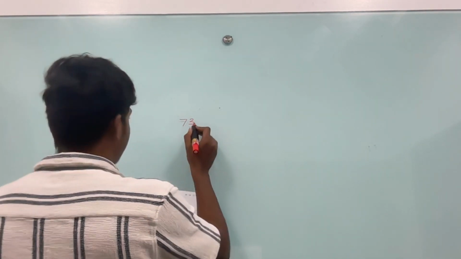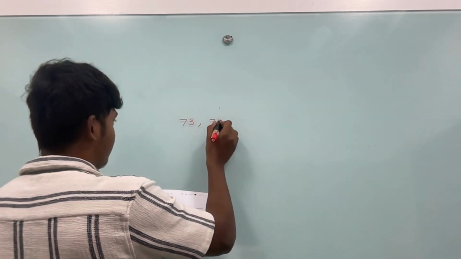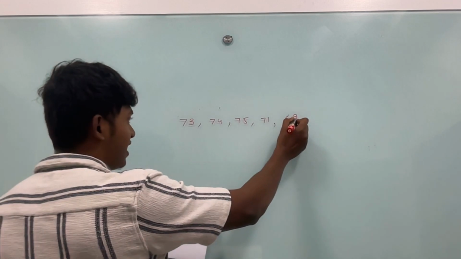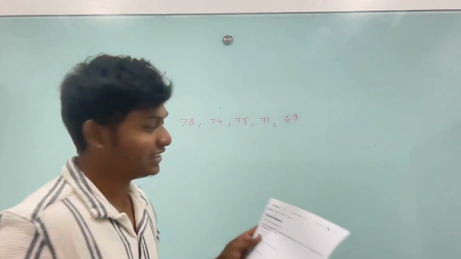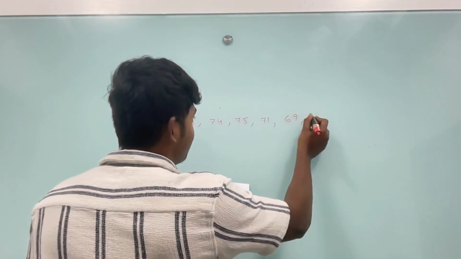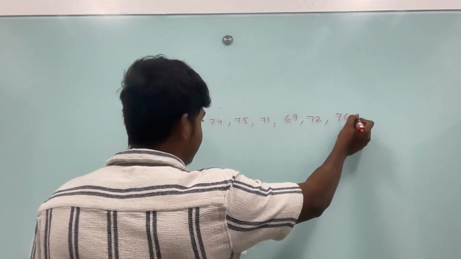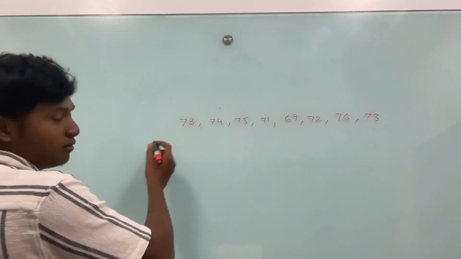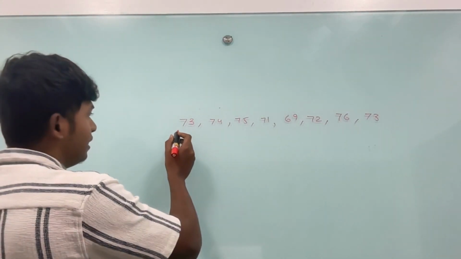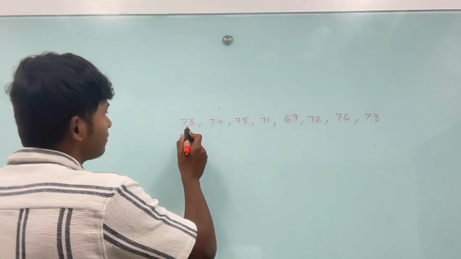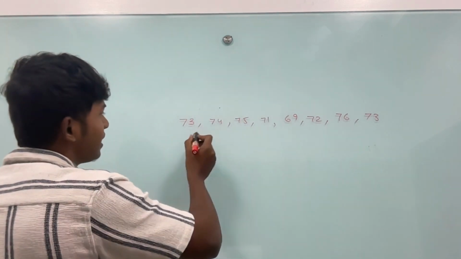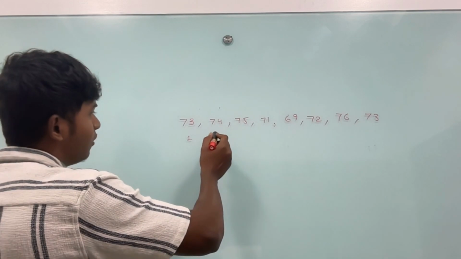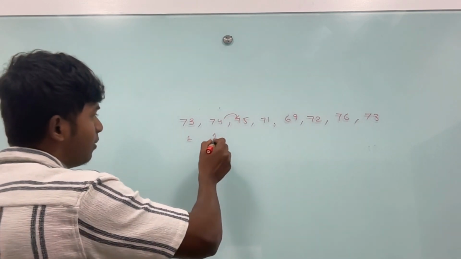So let's take these temperatures: 73, 74, 75, 71, 69, 72, 76, and 73. Let's go from the left. So 73. The next warmer day is the next day, so he just has to wait one day, and then for this it is one day more. You have to wait just for one day, that will be warmer.